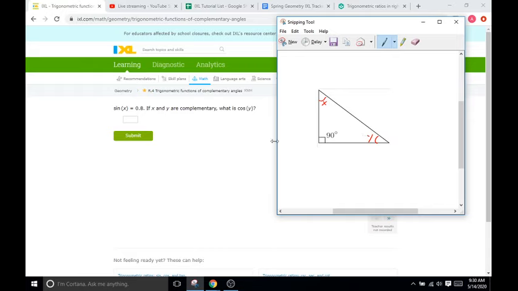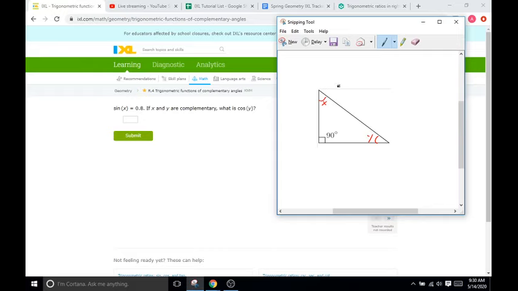And IXL says that all the problems you're going to encounter have to do with complementary angles. So this is what you should imagine when we're doing these problems. We're dealing with right triangles where we have an angle x and an angle y with that right 90-degree angle there. So with that in mind, let's look at the first problem. It says sine of x equals 0.8. And if x and y are complementary, which they're going to be, right? X plus y is 90. Then what is cosine of y?